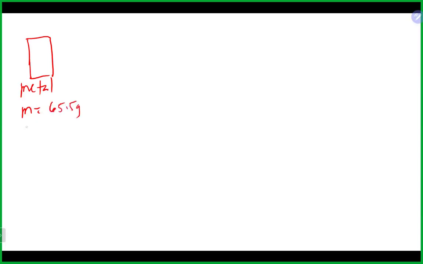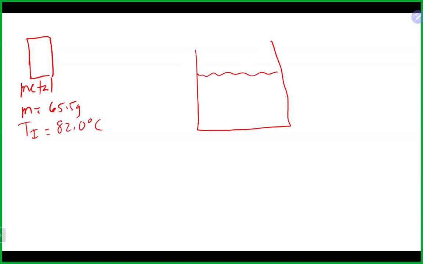And let's just say that we initially heated this metal up to, we'll go 82.0 degrees Celsius. And let's say we have some water over here. You'll have it in styrofoam cups. And we'll just put some water over here in a beaker. And let's just say we had, in terms of this water, about 125 grams of water. And let's just say the initial temperature of the water was 28.0 degrees Celsius.